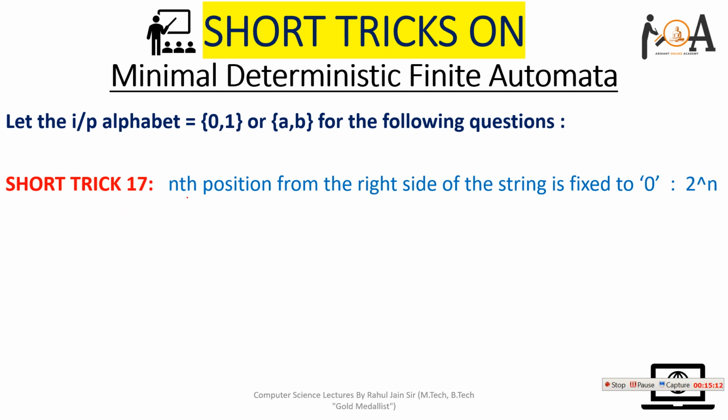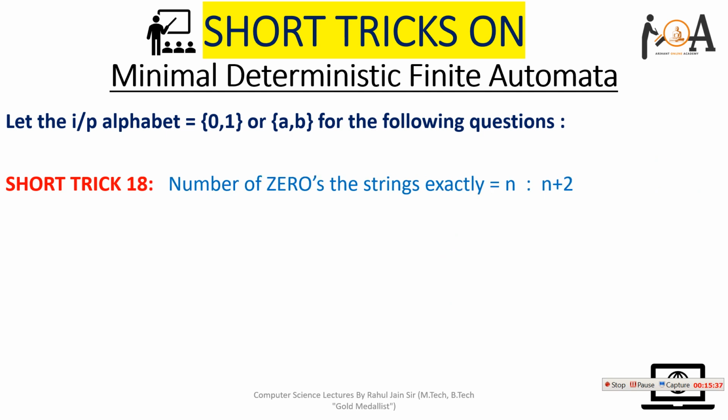And if I have asked that the nth position from the right hand side, suppose the eighth position should be fixed as 0, the eighth symbol would always be 0. Then in that case 2 to the power n would be the minimal number of states. Just use the shortcut trick.